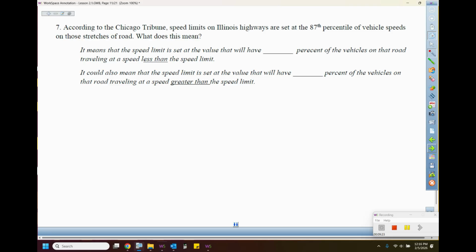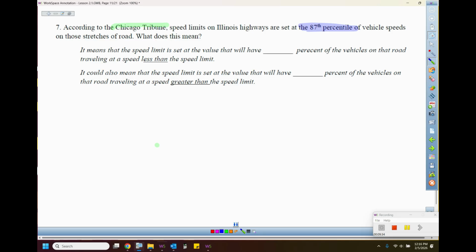According to the Chicago Tribune, which is a newspaper in the city of Chicago, speed limits on the Illinois highways are set at the 87th percentile of vehicle speeds on those stretches of road. What does that mean? So they have the cops out there with the radar guns checking people's speed, right? And if you're doing good, you're going under or above the speed limit? Under, or even equal to, right?